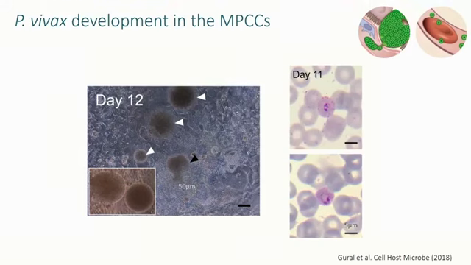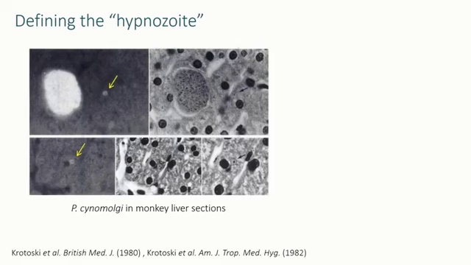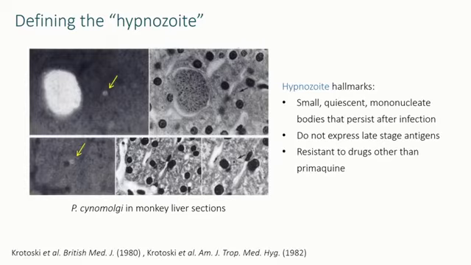And finally, we demonstrate that these merozoites were able to infect reticulocytes. The infection rate was approximately 3% of the reticulocytes that we added. So, although in our culture we observed small forms, we wanted to make sure that in fact they were hypnozoites. So, we performed a characterization of these small forms in our cultures based on previously described hallmarks.